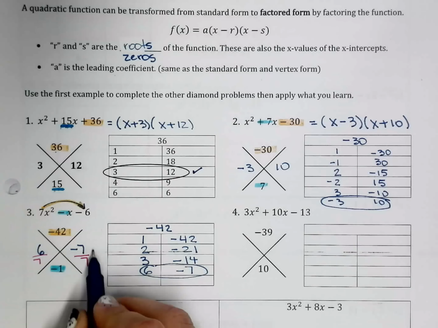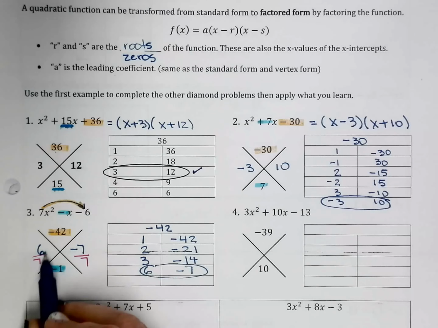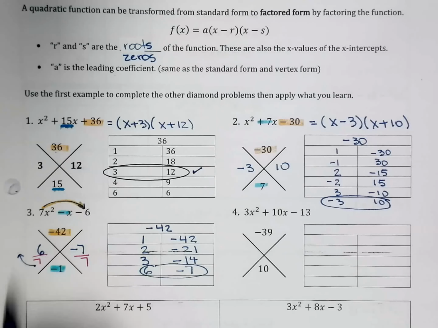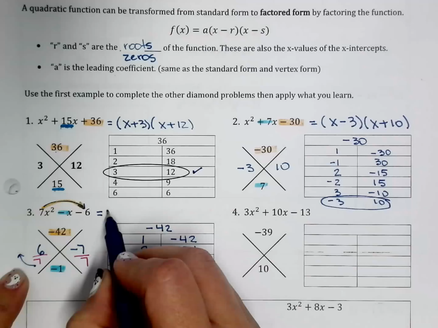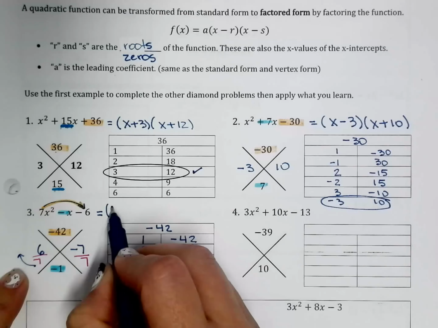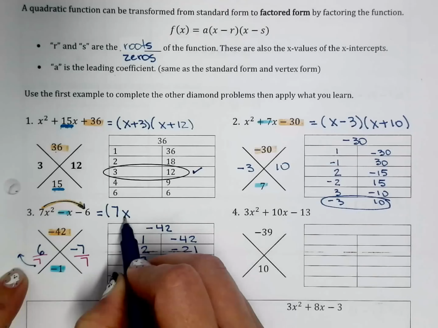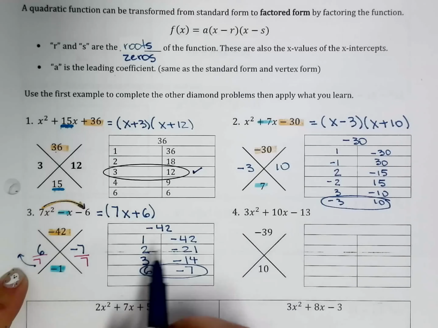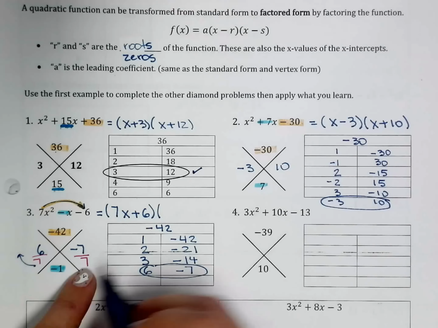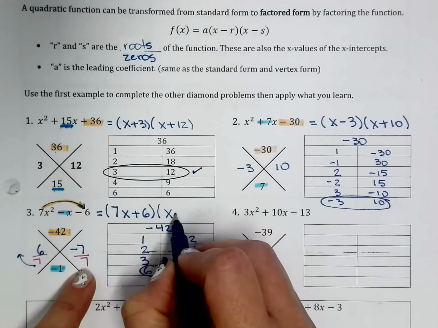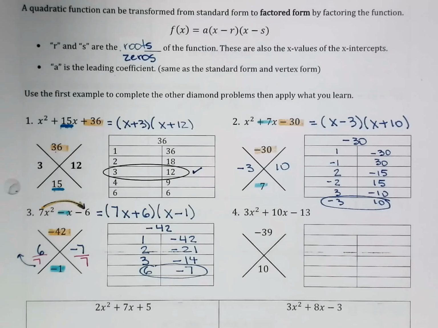Here we'll simplify down to -1, and this fraction right here, you cannot simplify that fraction. So you're going to bring that 7 up to the front. Okay, so the way you're going to write this, you're going to write 7x plus 6. And then here, remember we simplified this down to -1, x minus 1.